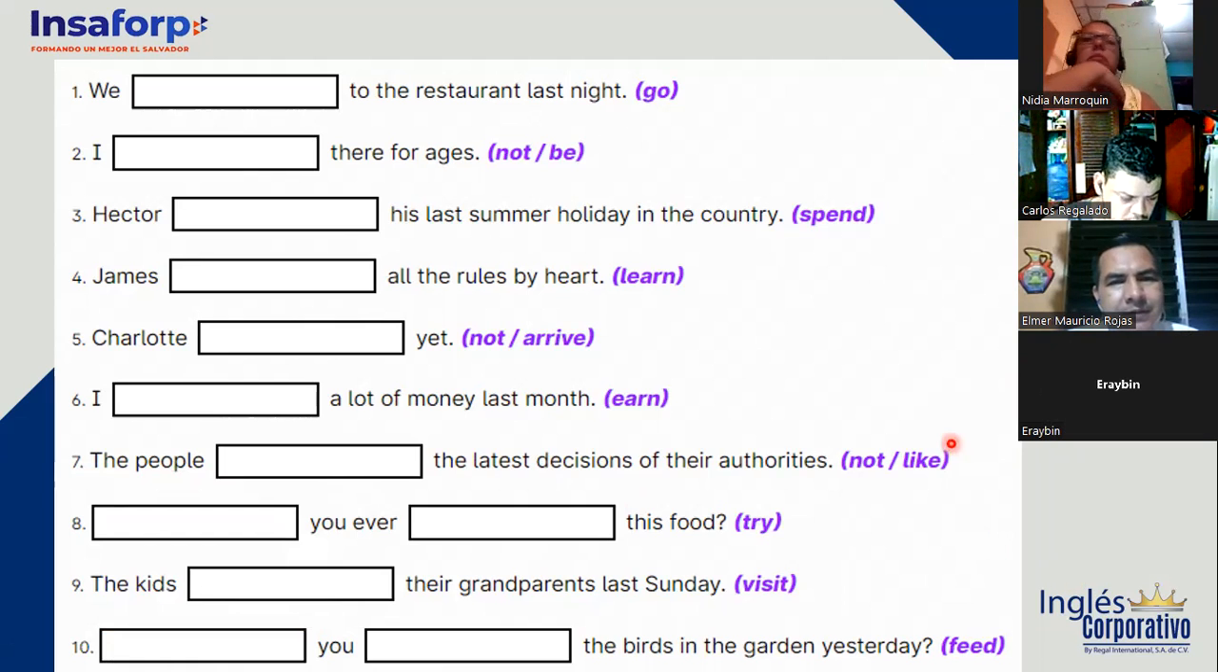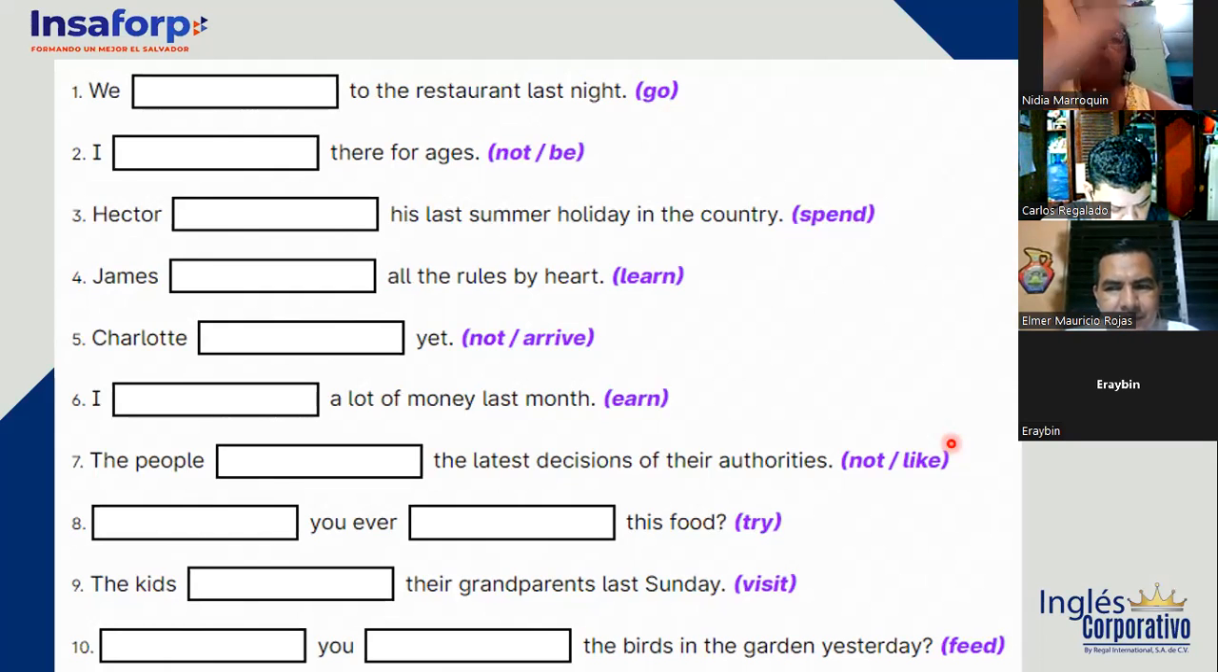Okay, so she gave the permission. I think it's present perfect because it is not on a specific period of time. The sentence is talking about a period of time. So I think it's present perfect.